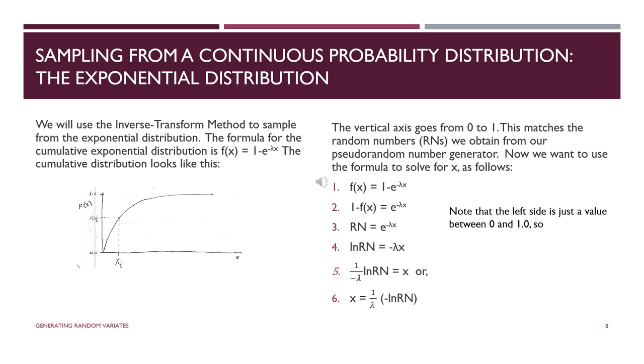Now we have something we can use repeatedly. We're coming in with a stream of random numbers between 0 and 1. We want to generate a stream of exponential random values. So each random number that comes in goes into that formula, and out comes, voila, an x.